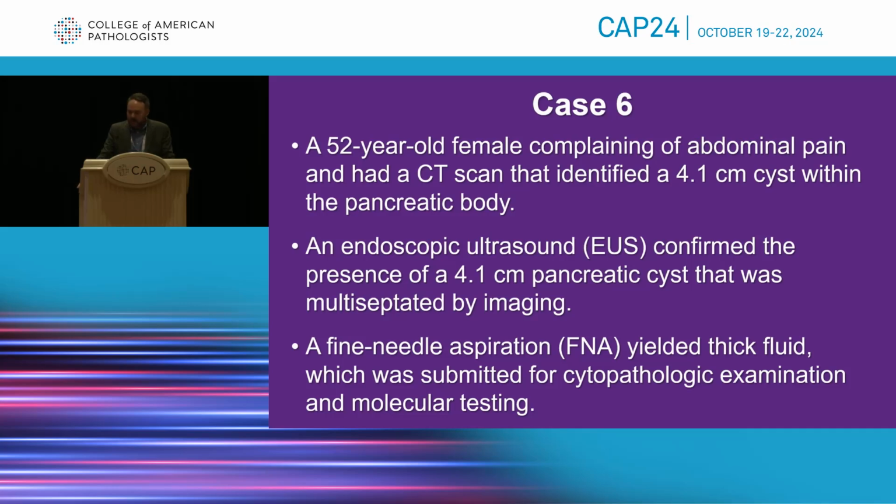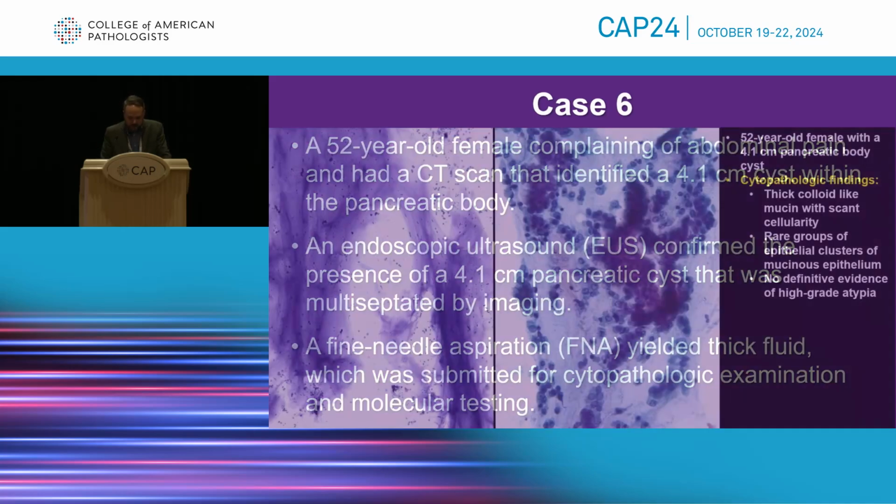So moving on to case 6, this is a 52-year-old female complaining of abdominal pain and had a CT scan that identified a 4.1 centimeter cyst within the pancreatic body. An EUS confirmed the presence of the cyst. It was also multiseptated. And the FNA in this case yielded a thick fluid that was also submitted for cytology as well as molecular testing.